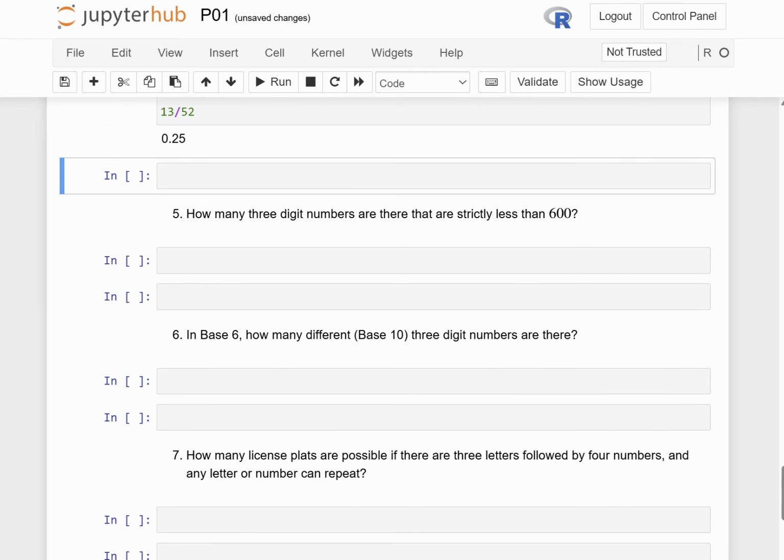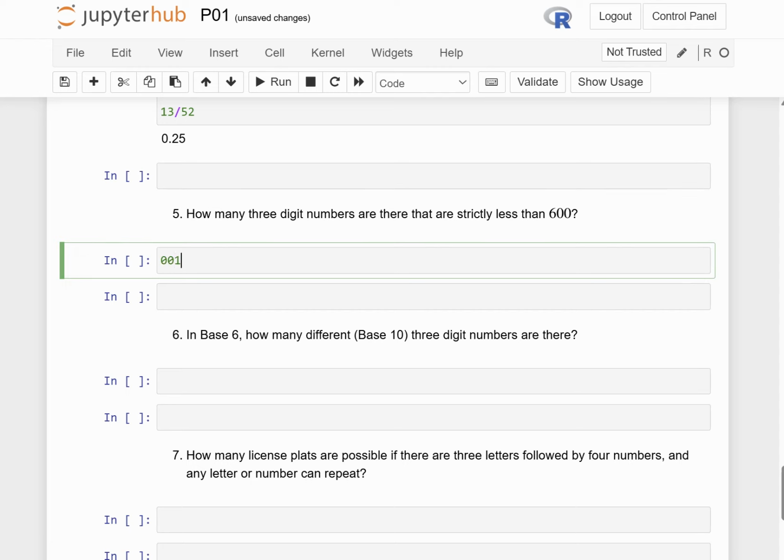How many 3-digit numbers are there that are strictly less than 600? And you'll have to give me what you think about, is that a 3-digit number? Because if that's a 3-digit number, then there are 599 3-digit numbers that are strictly less than 600 if we don't allow negatives. But then the question is 0, 0, 0, 0?